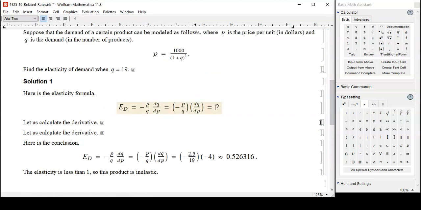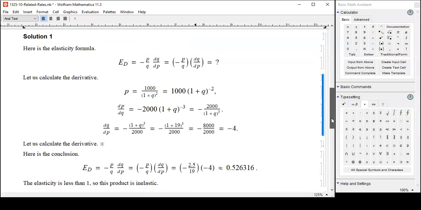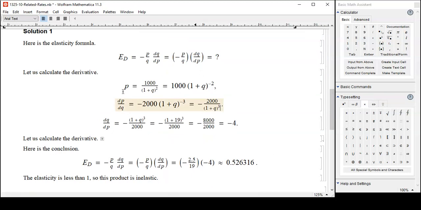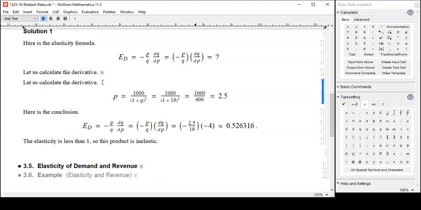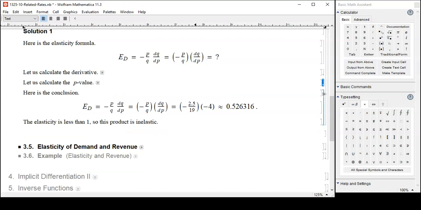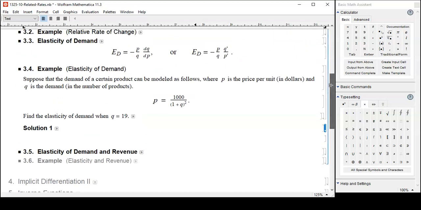Okay, that's the formula. And then the derivative computation, we do dp dq by straight up derivative computation, and then take the reciprocal because I want dq dp, and remember to plug in the numbers because eventually I have to plug in numbers. This is not the derivative computation. Let us calculate the p-value. And here's the conclusion. Okay, there goes the solution.